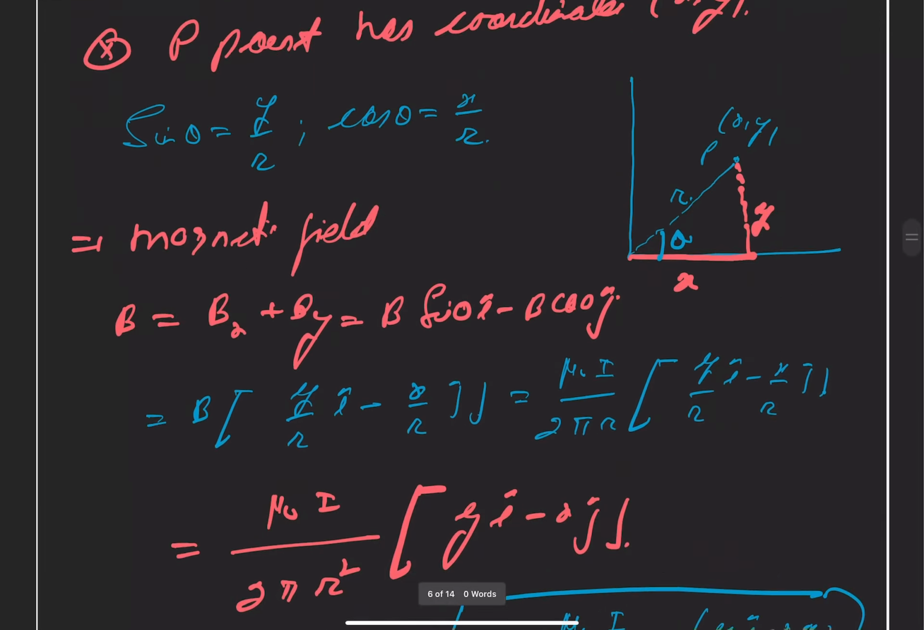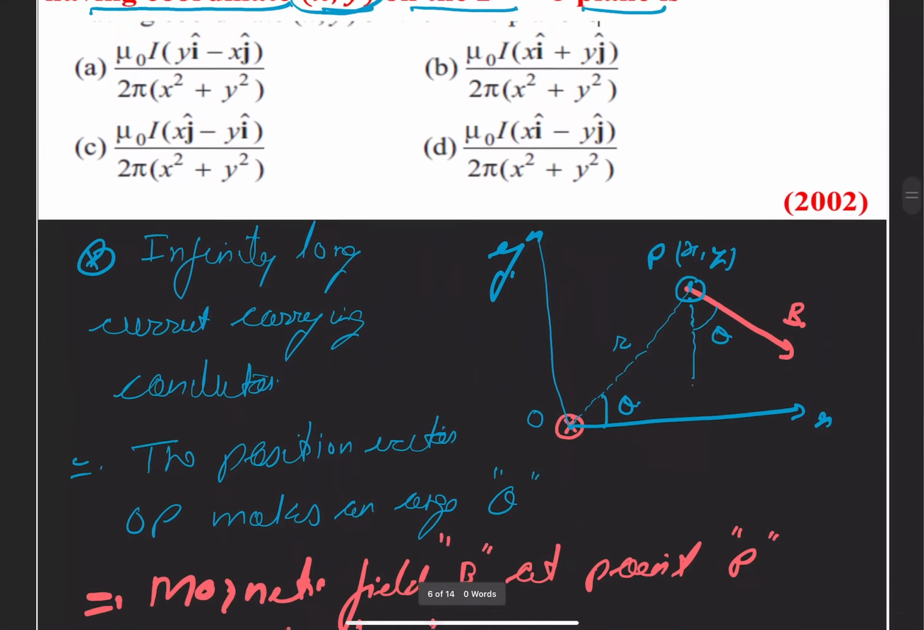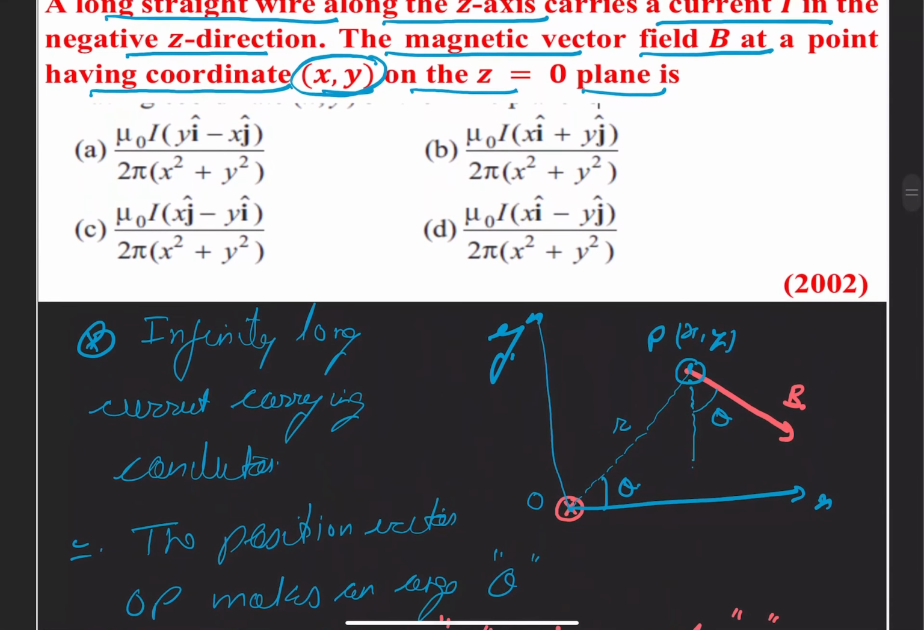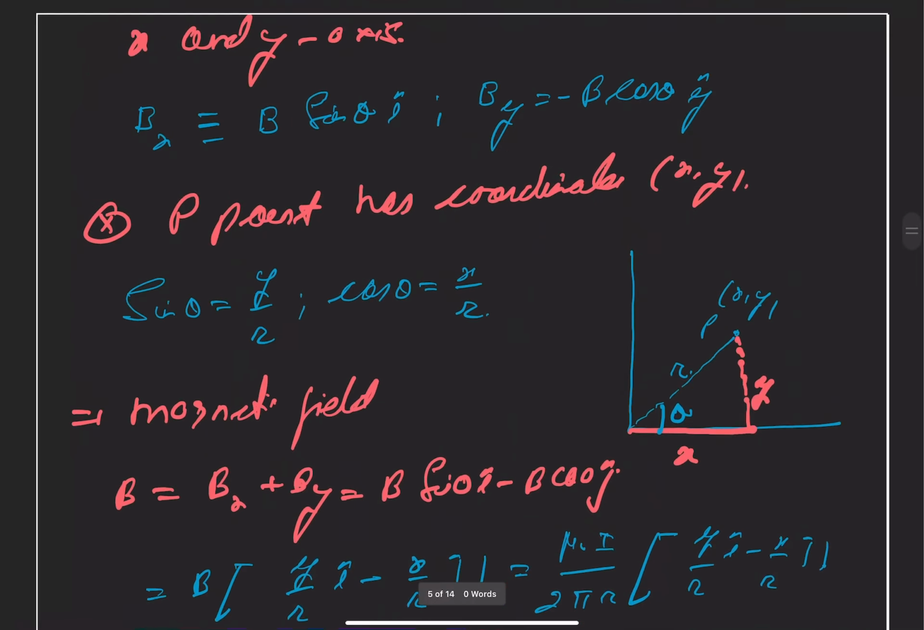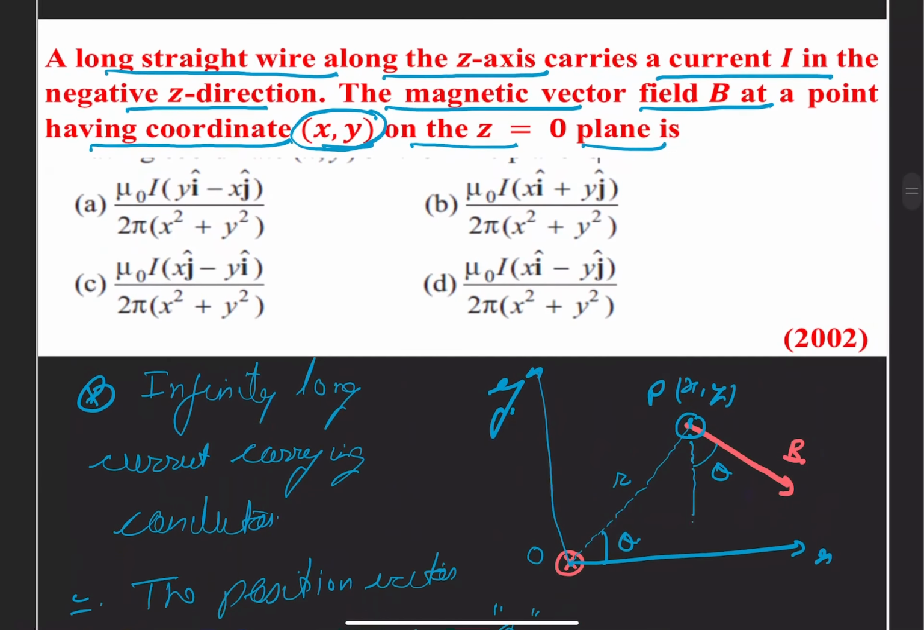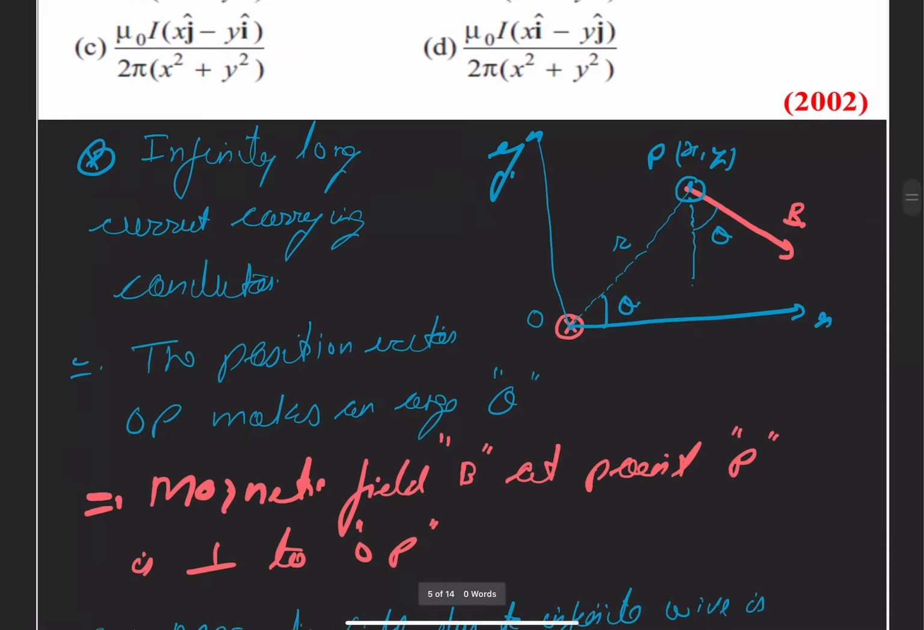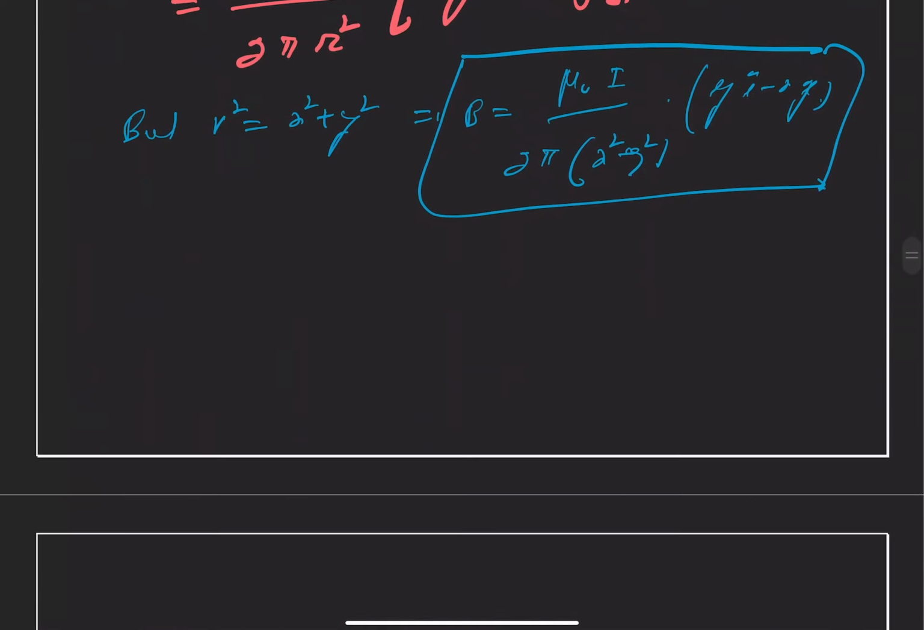So the option that's the correct one is, we have here x of j and y of I minus x of j. I think A should be the correct one, y of I minus x of j. So option number A is the correct one. Option A is correct.